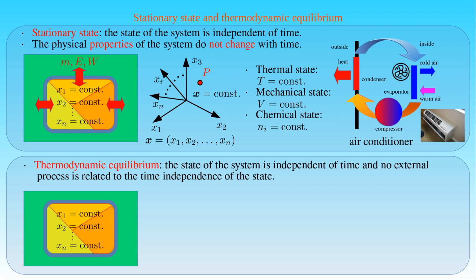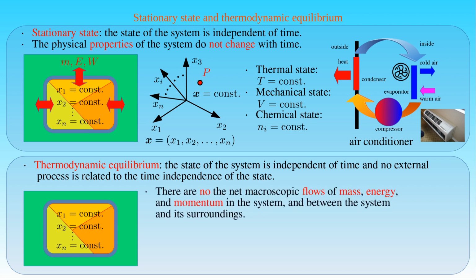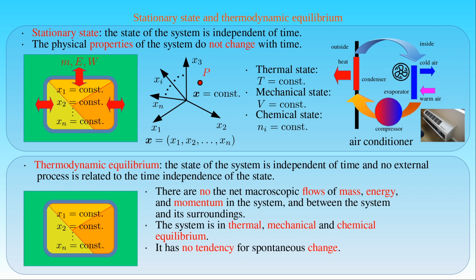Since macroscopic change does not occur in the thermodynamic system and no external processes maintain this state, the net macroscopic flows of mass, energy, and momentum in the system, and between the system and its surroundings cease to exist. As a result, if a thermodynamic system is in equilibrium, then it is in thermal, mechanical and chemical equilibrium at the same time, which has no tendency for spontaneous change. We have seen that one of the criteria for thermodynamic equilibrium is that the net exchange of mass, energy and momentum is zero between the system and its surroundings.